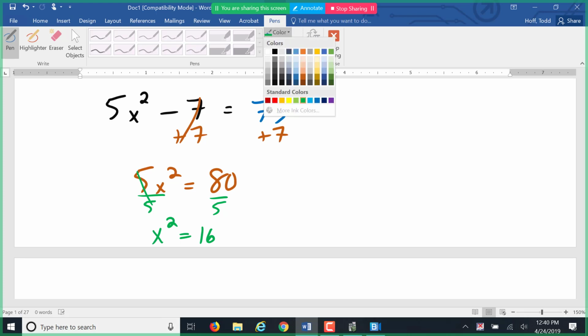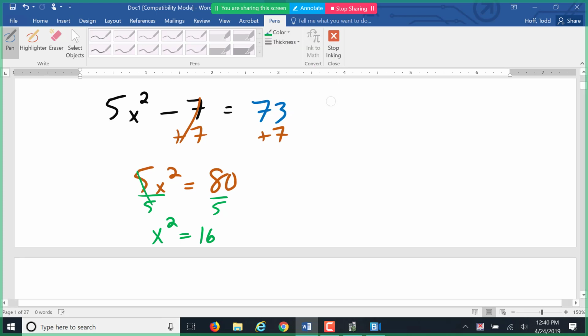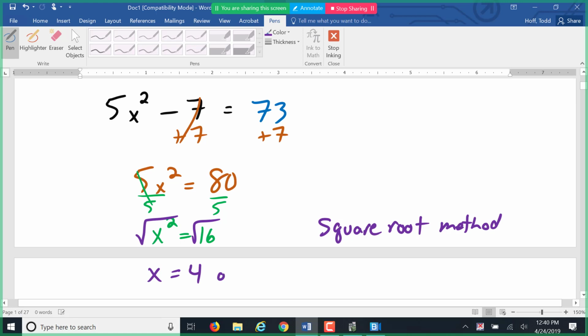Now that we've got the x squared by itself, we could solve it using that square root method. And that square root method was just to take the square root of both sides of the equation. So the square root of x squared is x. Now we have to be very careful with this part. The square root of 16 is 4 or negative 4.